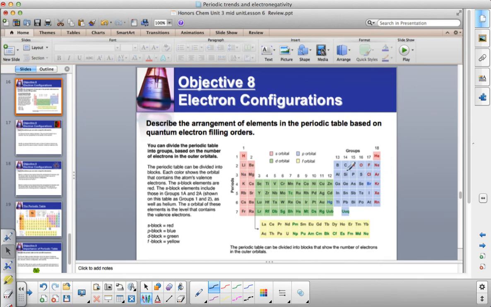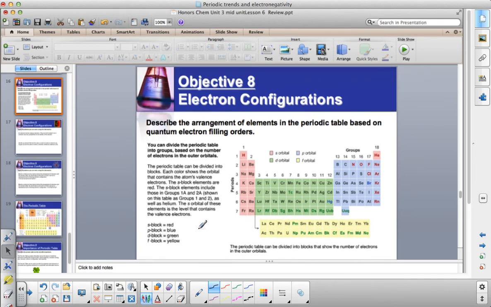Sphere shaped, dumbbell shaped, interesting shaped, sometimes little donuts. And then these get really awkward, but you don't have to worry about those at this level either. Okay, so this is going to help us with electron configurations.